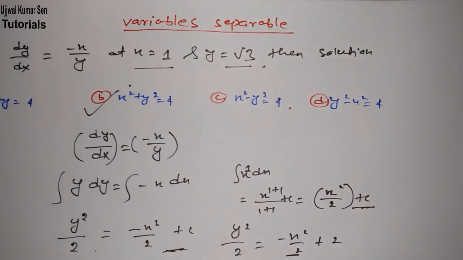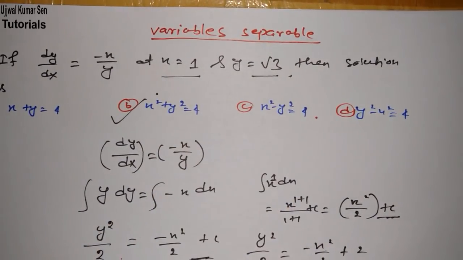Option B is the right answer, and the same question was asked in GATE previous year. It took only 2-3 minutes to show you how to solve the question. If you become familiar with solving variable separable questions, then you can easily solve any question related to it. I hope you understand the problem and how to solve it.